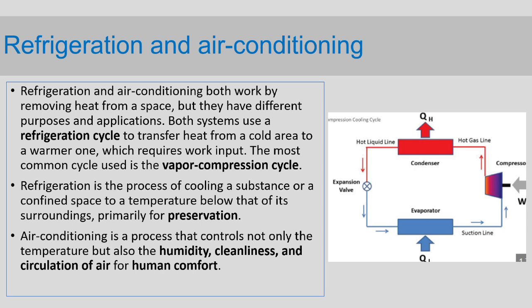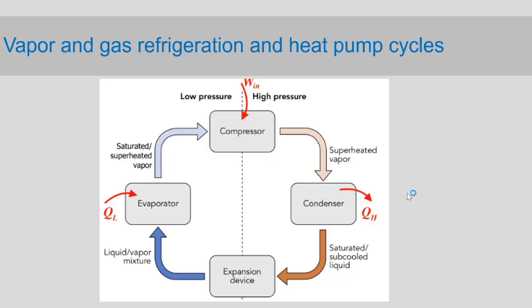Next topic is refrigeration and air conditioning. So refrigeration and air conditioning both work by removing heat from space. Refrigeration is the process of cooling a substance or confined space to a temperature below that of its surroundings. Air conditioning is a process that controls not only the temperature but also the humidity, cleanliness and circulation of air. So the major parts of refrigeration and air conditioning are condenser, compressor, evaporator and expansion valve.